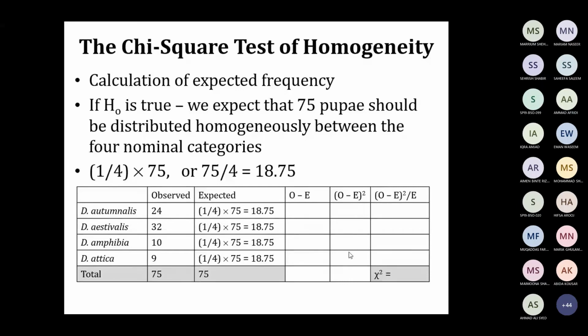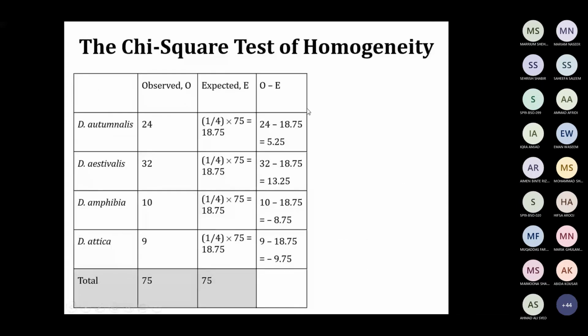So now you can tally your answers. The difference between the observed and expected frequency for the first class is 5.25. Then for the next one, it is 30.25. Then it is minus 8.75. Then it is minus 9.75. Are these the values that you have calculated? Yes, ma'am.